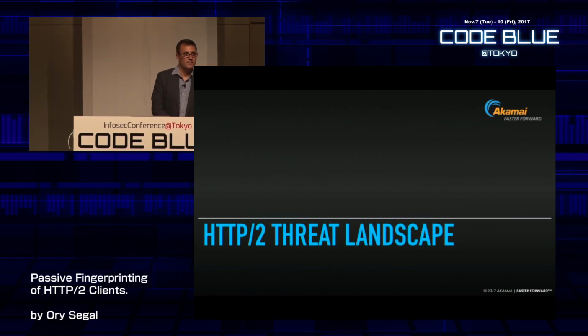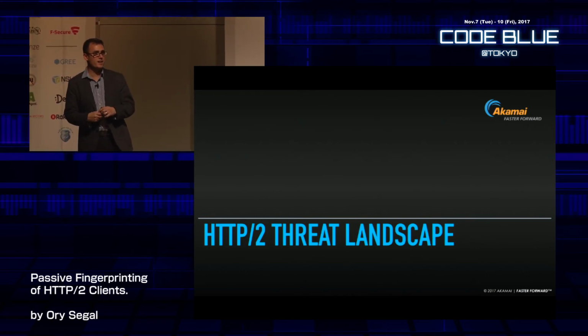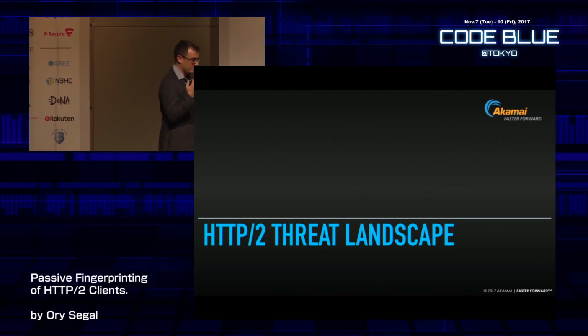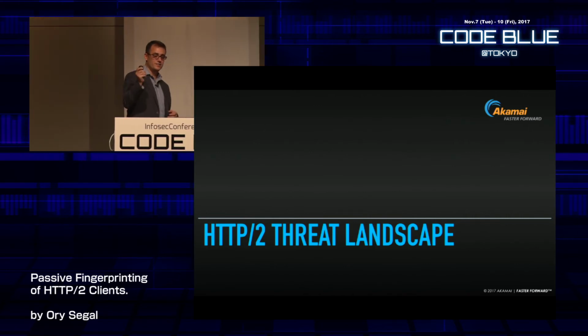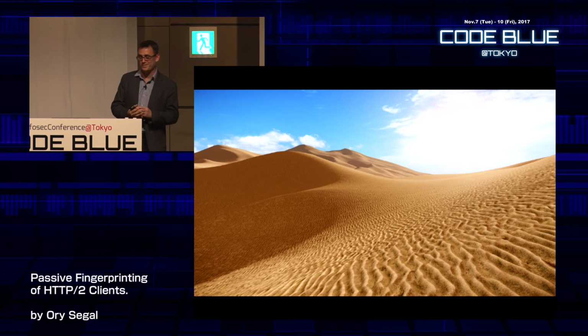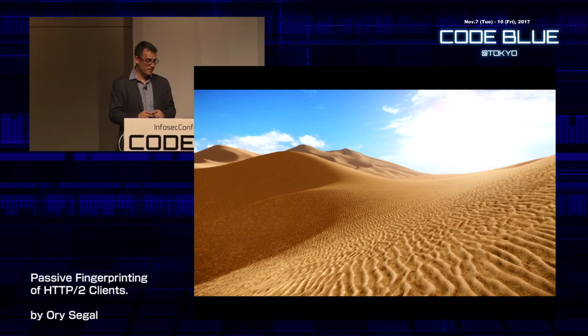So let's take a break from the fingerprinting and talk a little bit about the HTTP2 threat landscape. What kind of attacks is Akamai seeing from those trillions of HTTP requests that I mentioned earlier? And the answer is nothing. No attacks whatsoever. And we're going to spend a moment talking about why that is the case now.